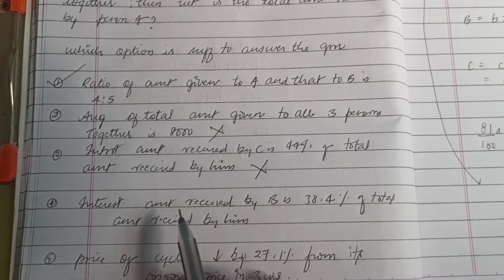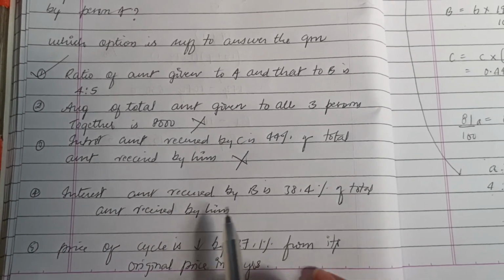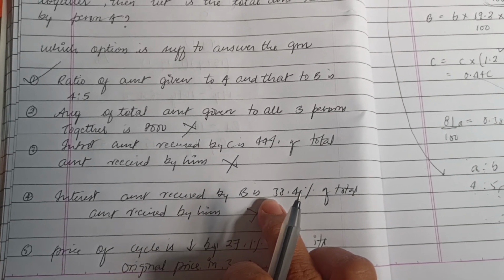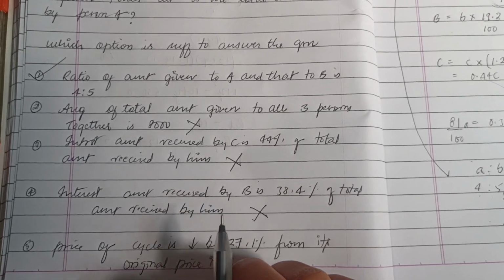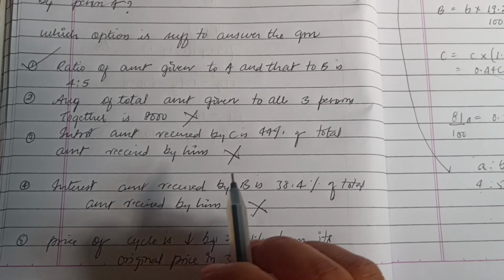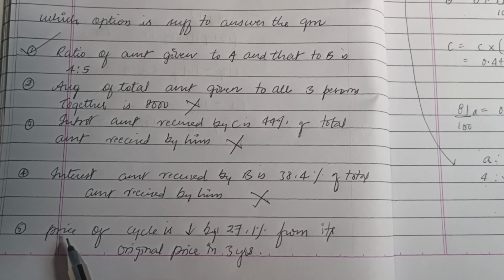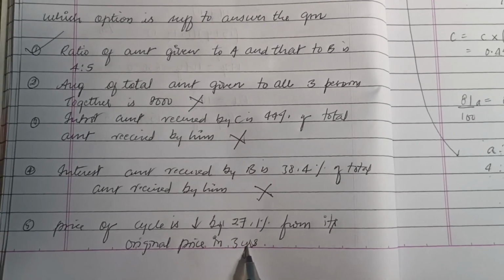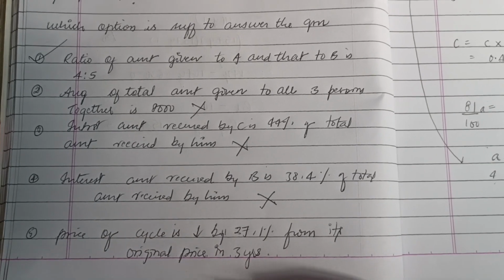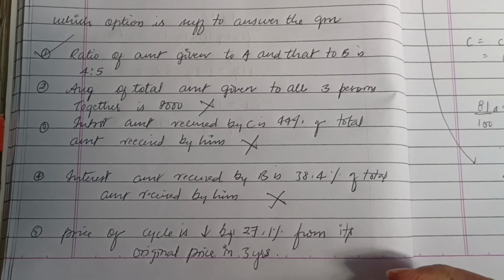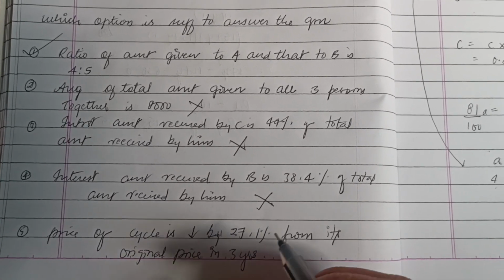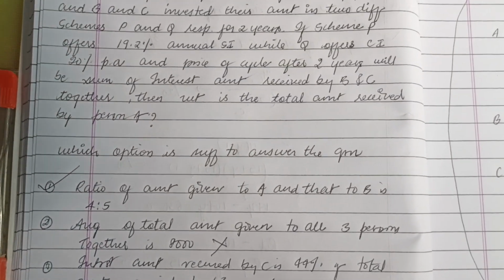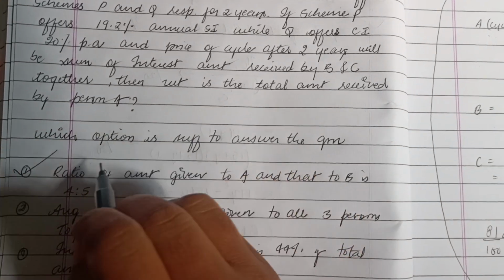Next option, the interest amount received by B is 38.4% of the total amount received by him. This is also not possible because we don't even know how much part he is going to receive from his father, so we can't calculate the interest received by him. Then the next option, the price of the cycle is decreased by 27.1% from its original price in 3 years. Here also we don't know the original price of the cycle and how much amount he received from his father, so we will not be able to predict what the price will be after 3 years or before 3 years. So this option is also not possible. The only option for which we can calculate the answer is option 1.